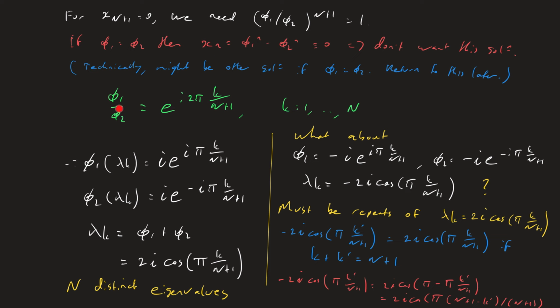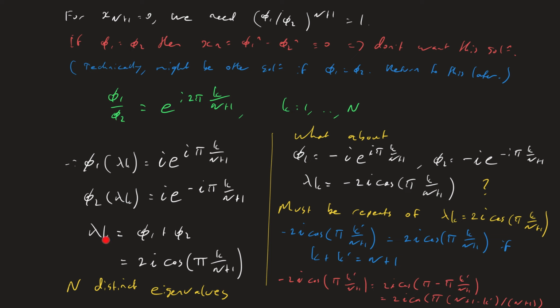From the previous page, we know that for each k, we've got two solutions, a positive solution and a negative solution. It turns out we just have to remember the positive solutions because the negative solutions are equivalent to the positive solutions, as we'll explain presently. From the previous page, we were able to solve this to find that for a given k, the solution is lambda k equals 2i cos pi little k on big N plus 1.